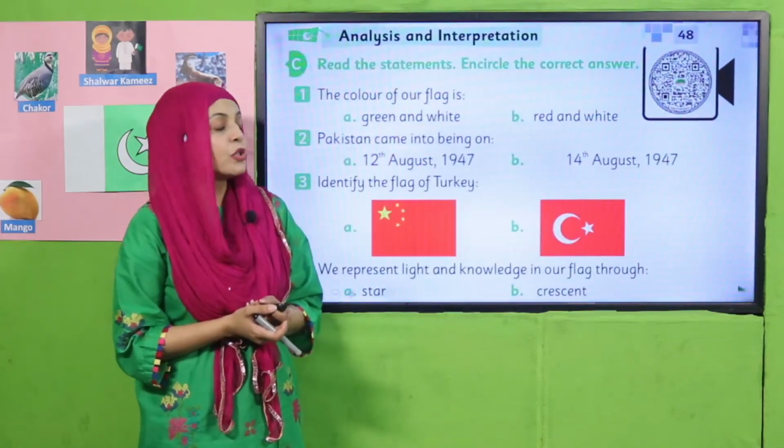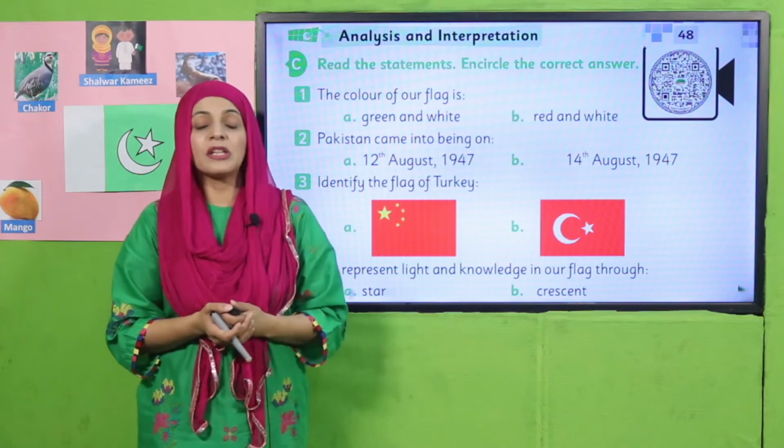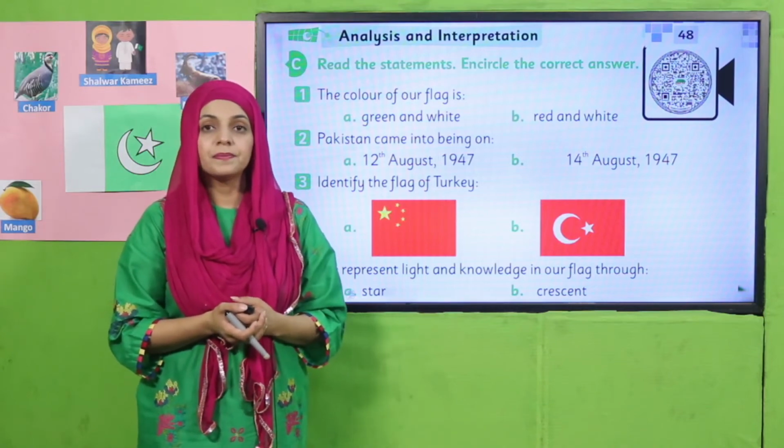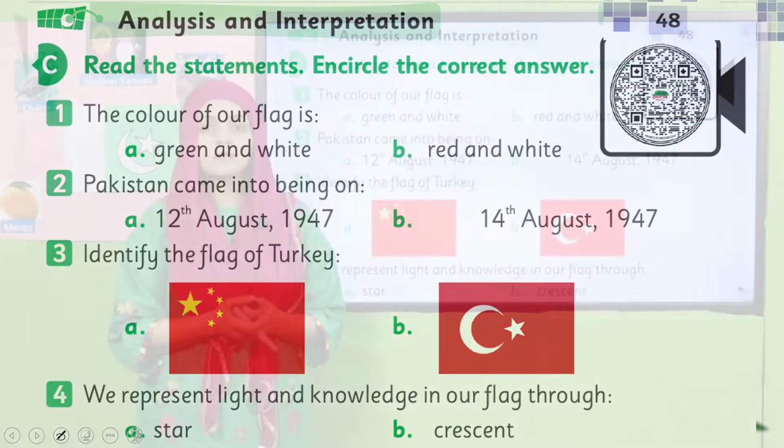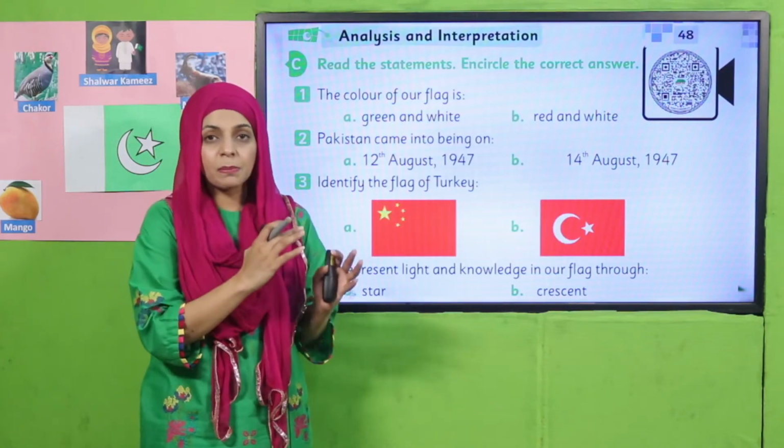For practice, you will do analysis and interpretation. Question number C on page number 48. Quickly open it. I hope everybody has opened the page. So my dear students, here are some statements given.